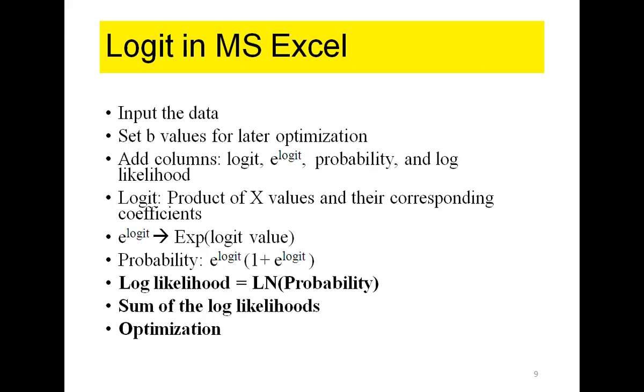We should give some random number like 0.01, 0.02, some random number we have to assign. Why are we doing it? For later optimization, so that we can optimize data. This is what is important, optimization.